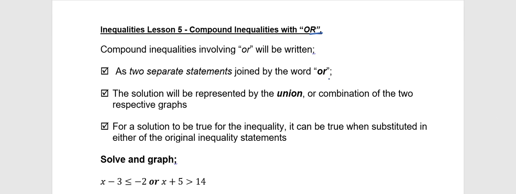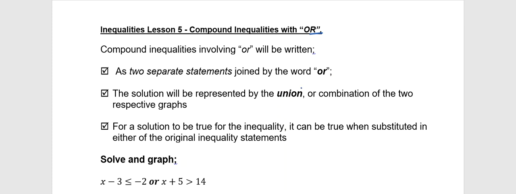So today we're just going to cover, of the two, I think the inequalities with "or" are the easier ones to understand and to solve. So first of all, from a structure standpoint, they're essentially two separate inequality statements joined by the word "or". We'll solve each of those inequality statements as if it's its own inequality, but we'll put the solutions together with the word "or" by the time we're done.